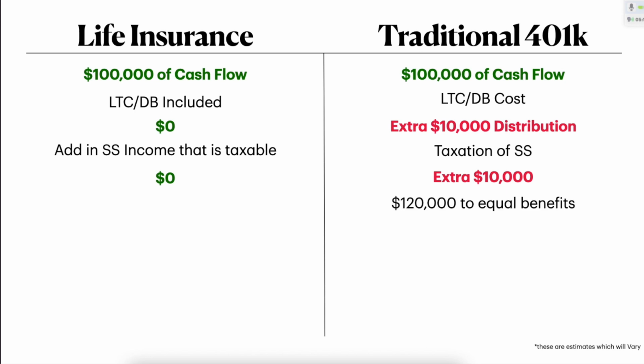So I have $120,000 that I have to pull out of my 401k to duplicate the $100,000 that life insurance already gives me. See, I'm upside down already. I have to pull more out of the traditional 401k or IRA just to net the same cash flow that life insurance could give me. Now, think about this. I haven't even talked about taxes yet.